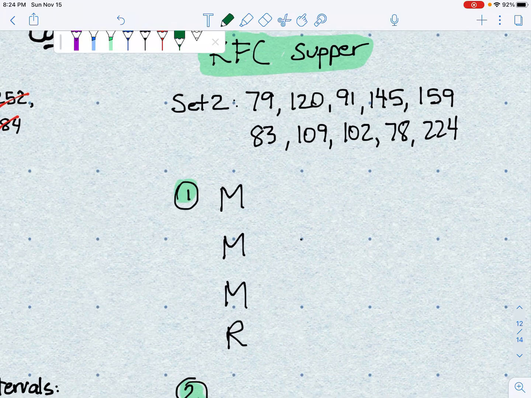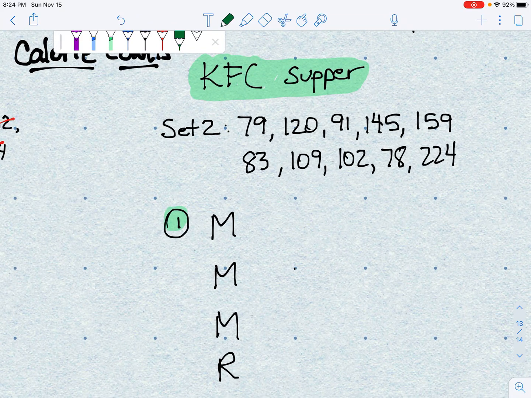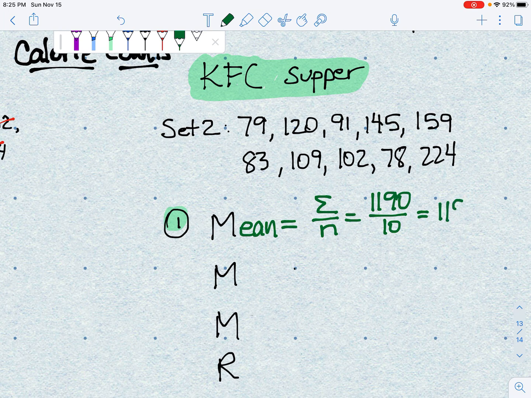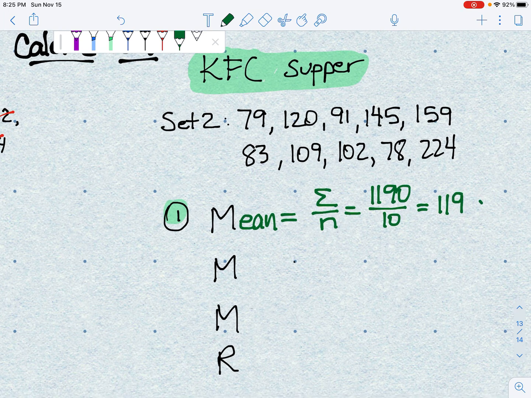So here we go. I'm going to do the KFC set. First of all, I'm going to calculate the mean. And I know Mr. Larson wants me to show my work, so I'm going to show my sum divided by n. In this case, the sum is 1,119 divided by 10. So my average, my mean is 119. And in this case, we're measuring calories. By the way, these are 10 different orders that were placed at a fast food joint at that particular time, whether it's supper in the evening or lunch at noon.